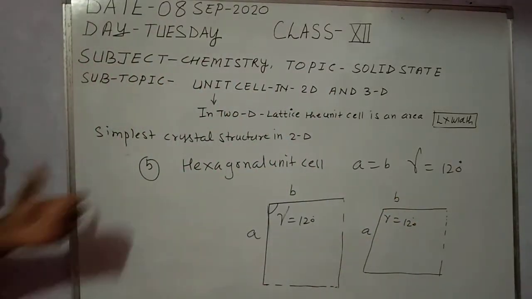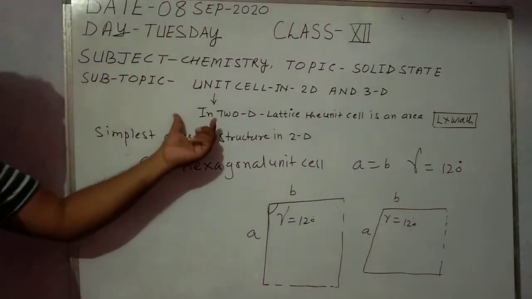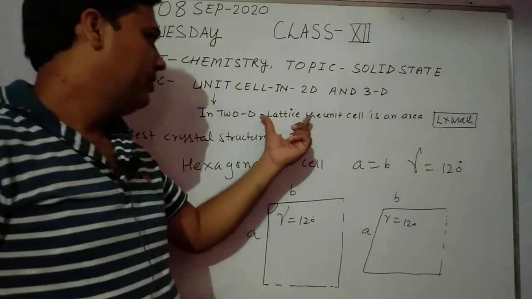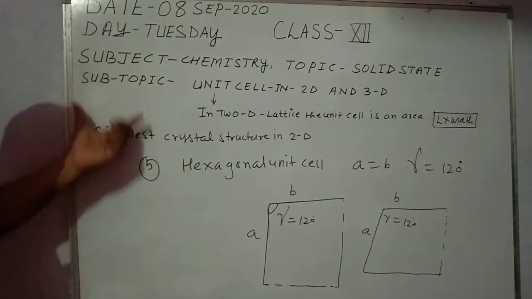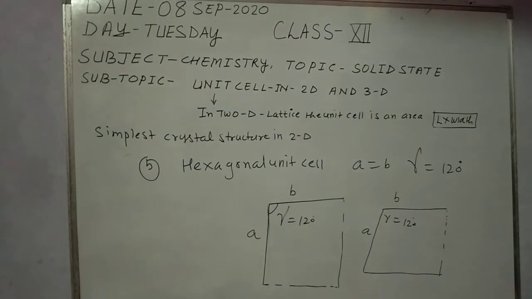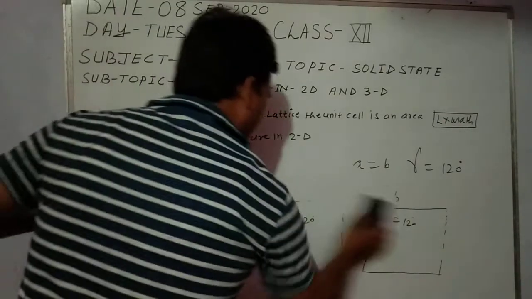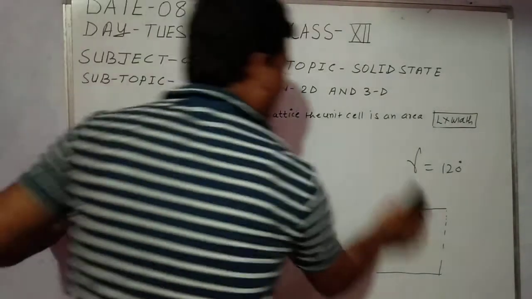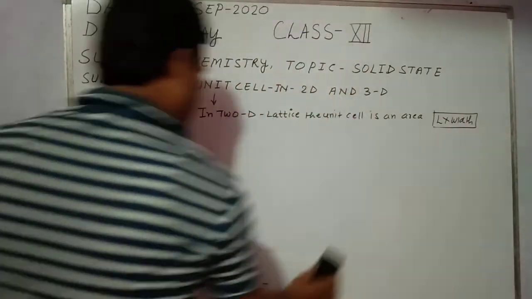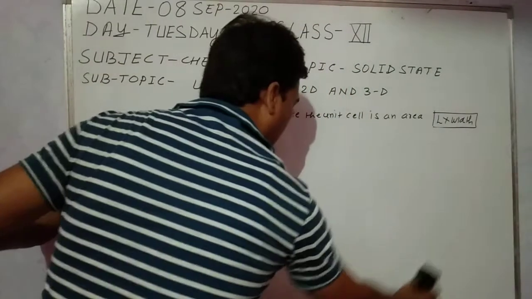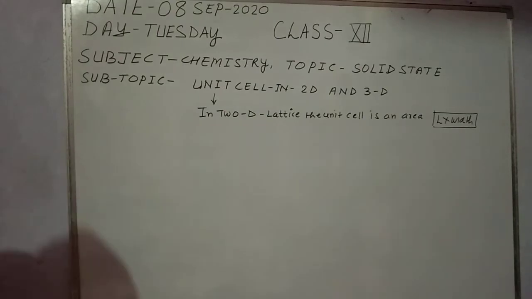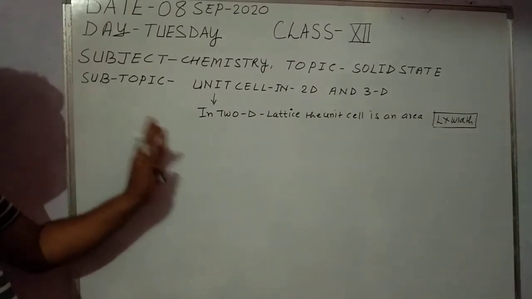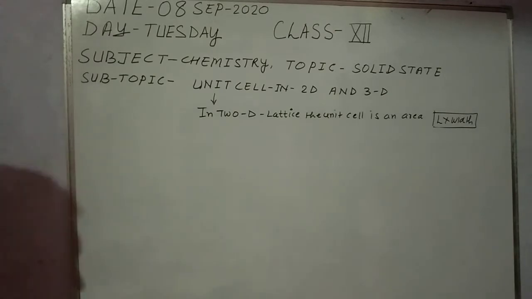So in this way we can explain that in two-dimensional lattice there are 5 types of unit cell. First one is oblique unit cell, second one is square unit cell, third one is centered rectangular unit cell, fourth one is primitive rectangular unit cell, and last one is hexagonal unit cell.